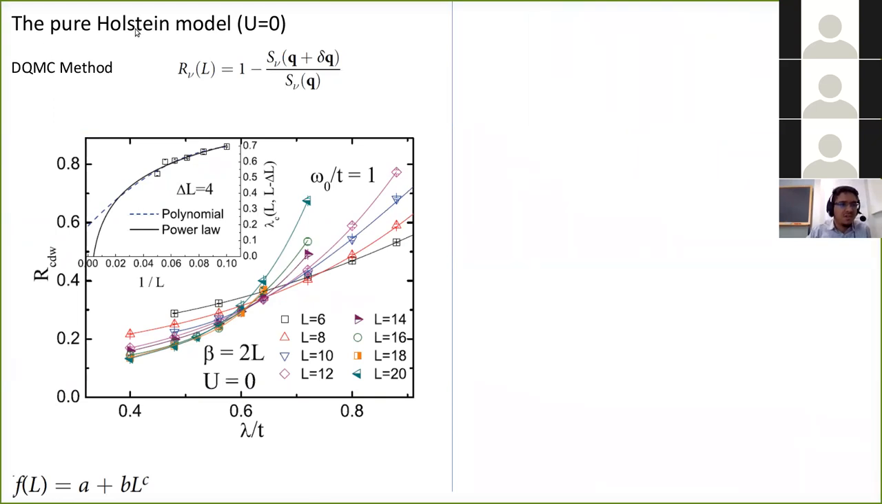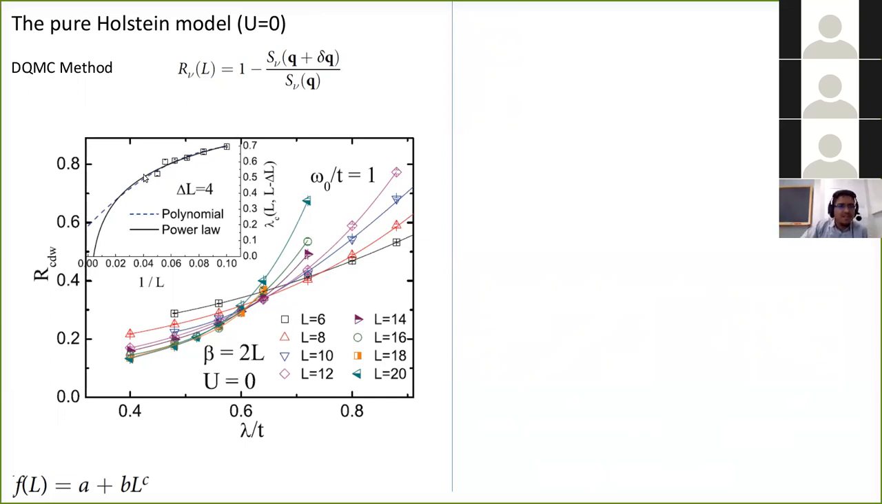So we analyze it using the DQMC finite temperature method. And just to remind you as well, for U equals zero, the pure Holstein model doesn't have a sign problem. So we could achieve very large lattices. And we analyze the crossing of this correlation ratio quantity. These are the points of the crossing, and we could extrapolate them and see what happens in the ground state and in the thermodynamic limit.